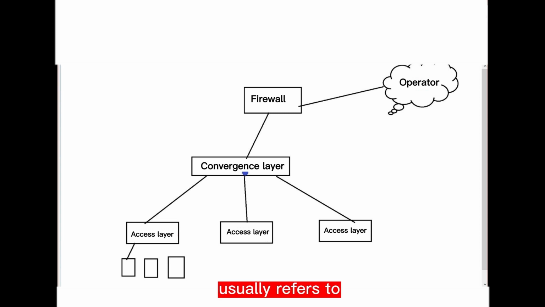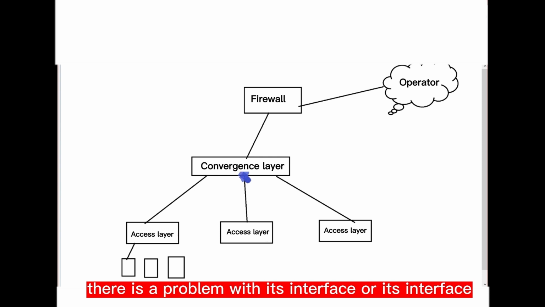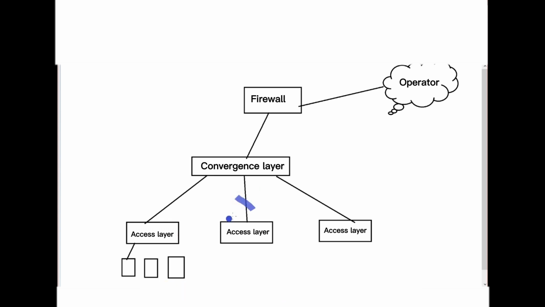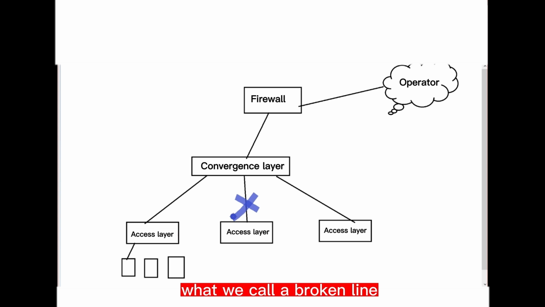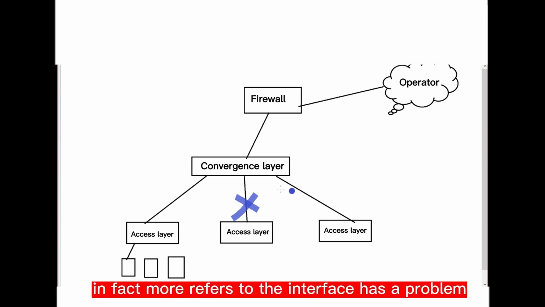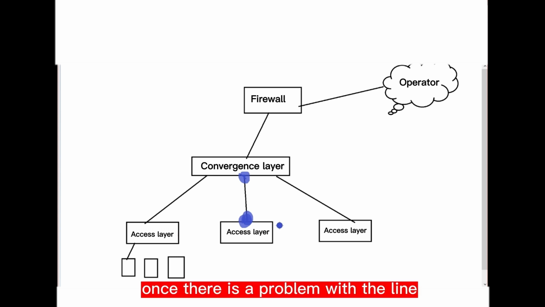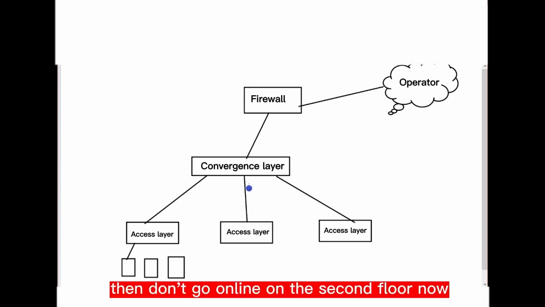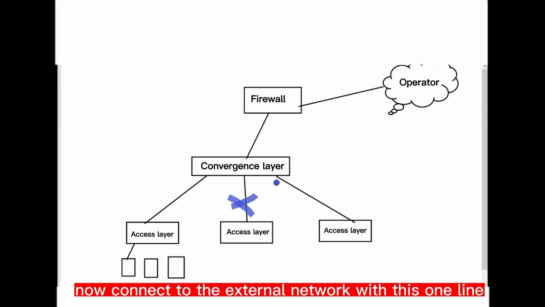It usually refers to, for example, a problem with its interface. The interface is actually more prone to damage, but we usually say the line is broken. What we call a broken line in fact more often refers to the interface having a problem. Once there is a problem with the line, the second floor can't go online, because it now connects to the external network with this one line.